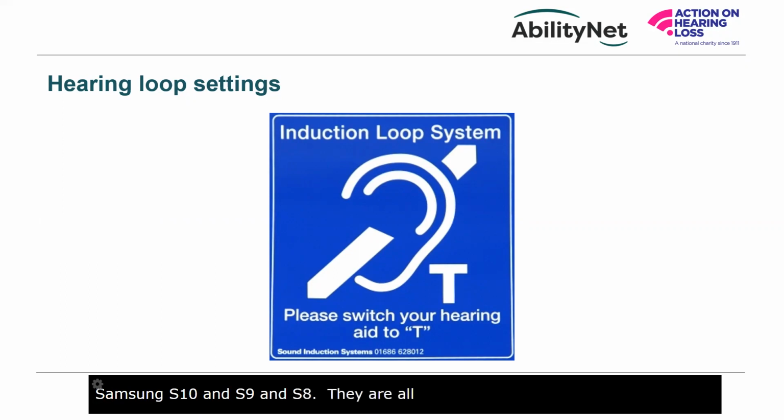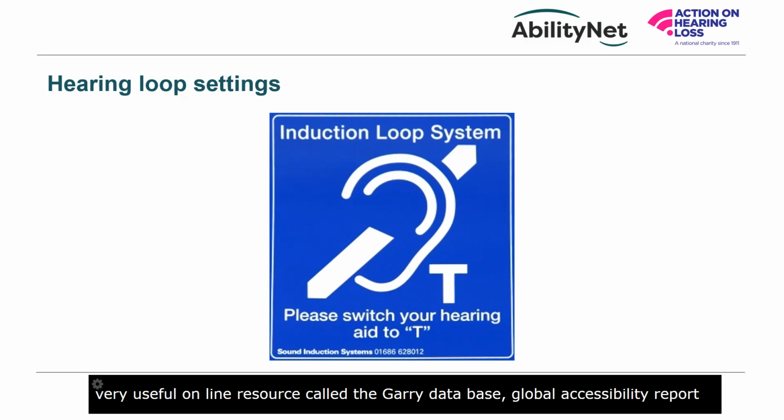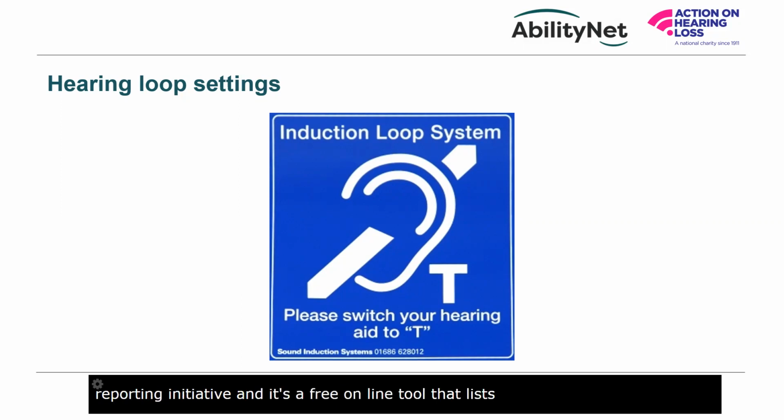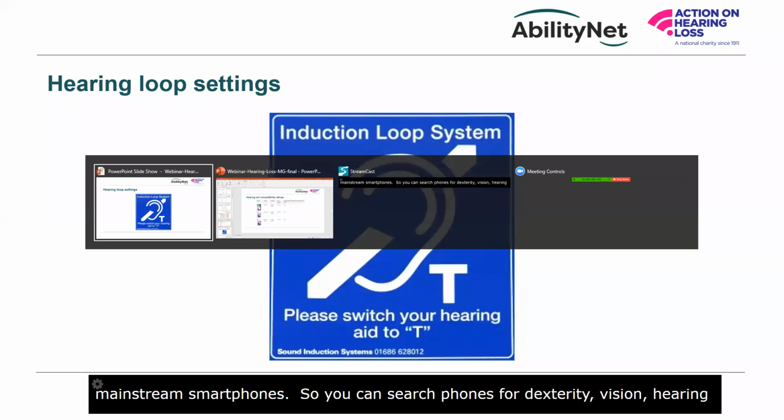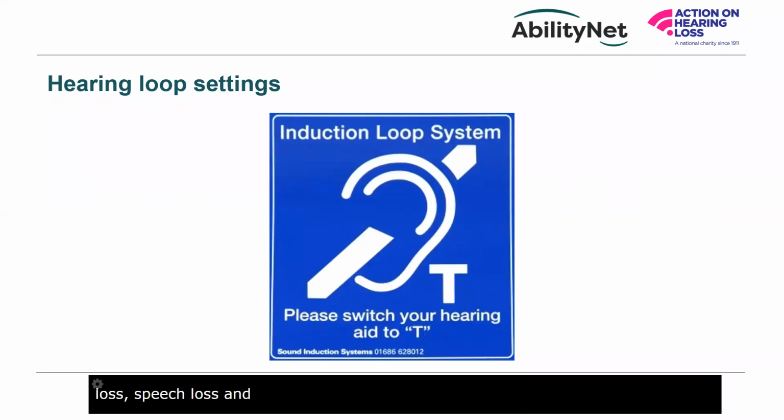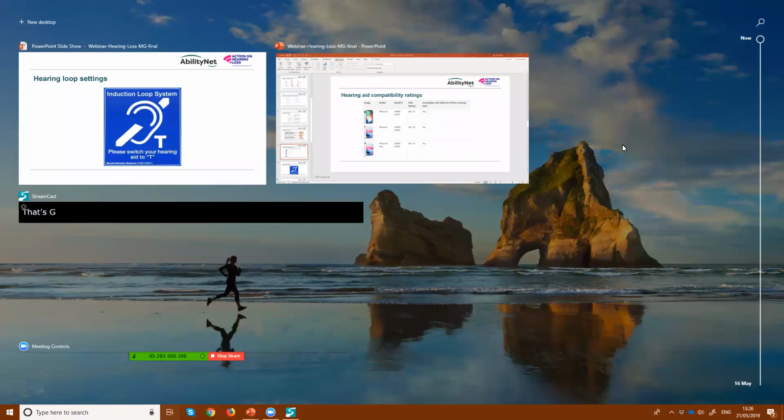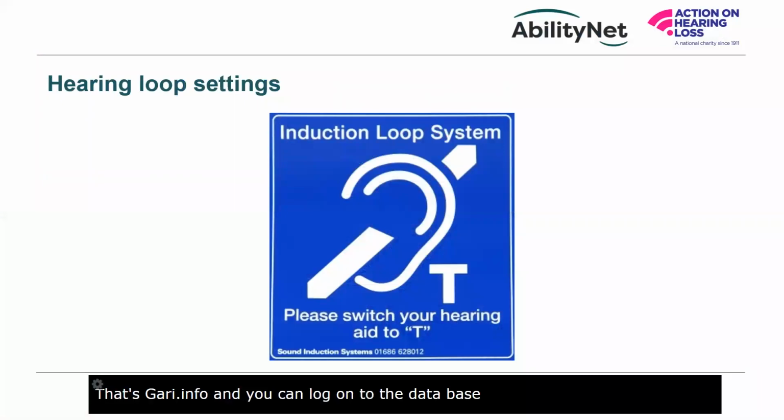And actually, there's a very useful online resource called the GARI database. GARI stands for Global Accessibility Reporting Initiative, and it's a handy free online tool that lists accessibility features for mainstream smartphones. You can search phones for dexterity, vision, hearing loss, speech loss, and cognition for over 20 mainstream brands. The GARI website is gari.info, and you can log on to the GARI database and search for the accessibility functions on mainstream smartphones. It's particularly useful if you're thinking about getting a new smartphone and want to know what accessibility features it has, or if you have an existing smartphone and you're not sure what accessibility features it has, you can check it out on the GARI database.